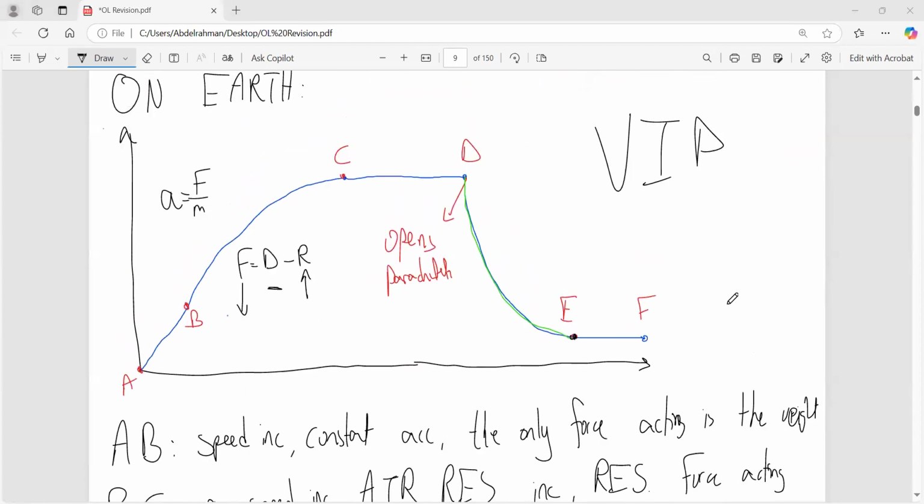Why is this graph very important? It's an extremely important graph. The chances that you have this graph in your test are very high. The chances that you get this same exact graph, or if he tells you to describe what's happening from point A to B or from B to C, are very high.